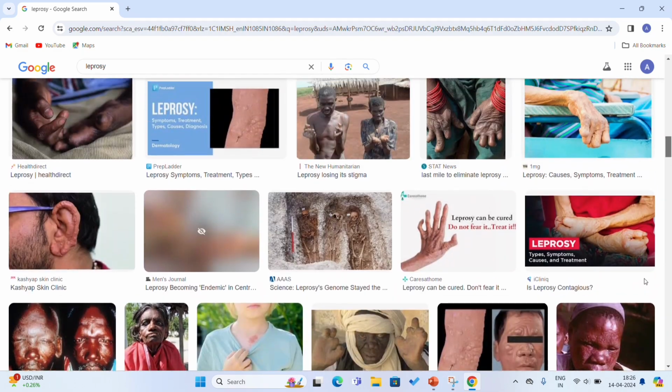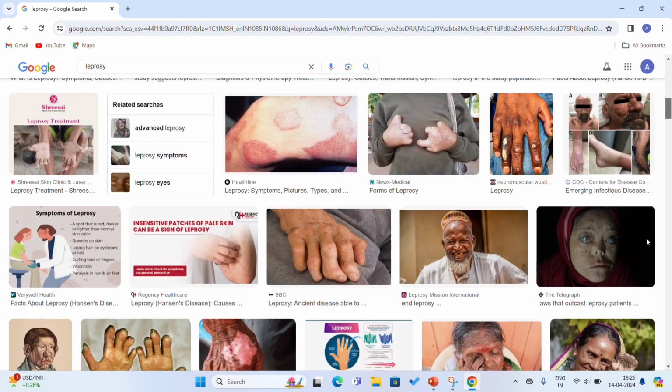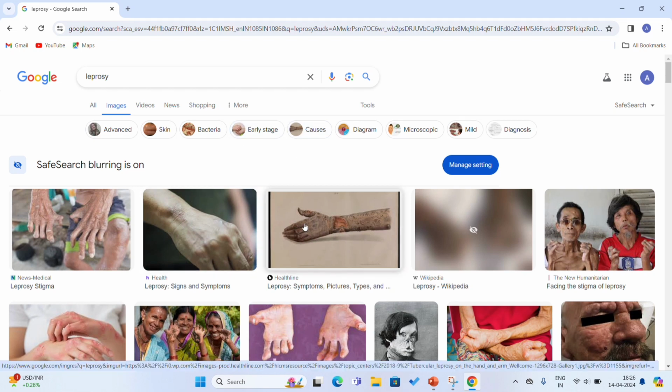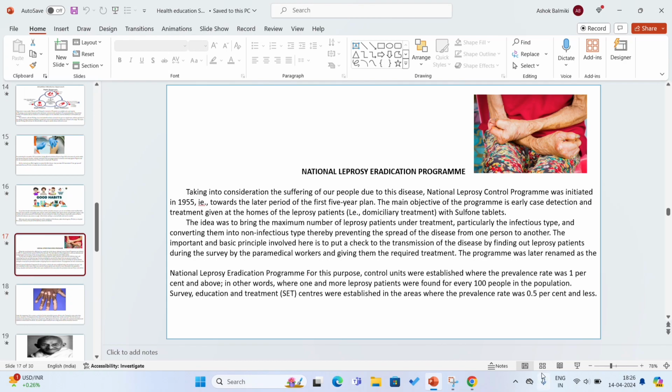So this is what happens to the people who are suffering from tuberculosis, oh sorry, leprosy. All right, leprosy. I'm mixing up again and again. This is leprosy, and what we have done already is tuberculosis. All right, so let's continue.